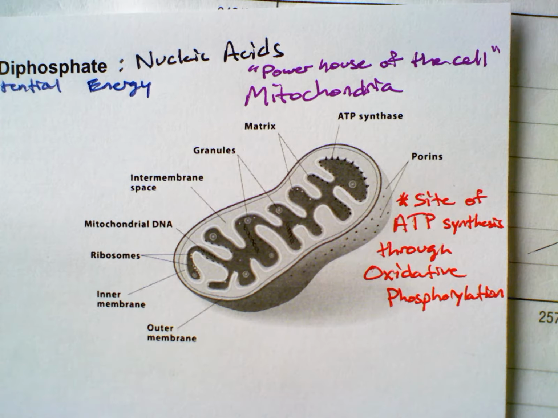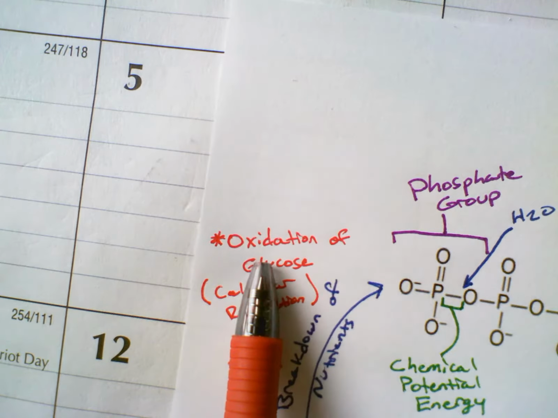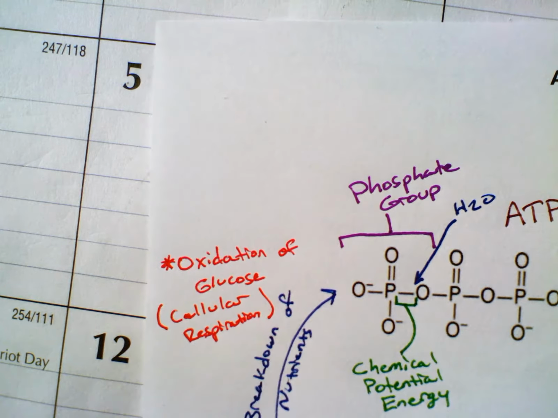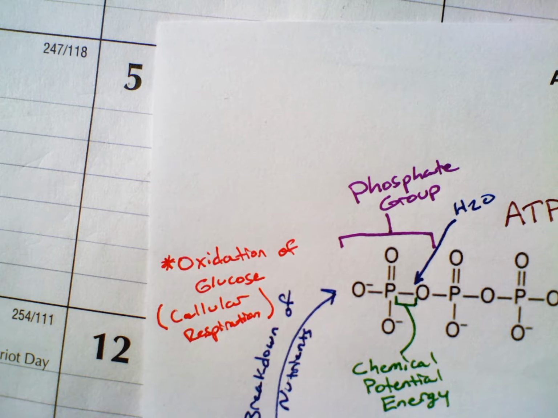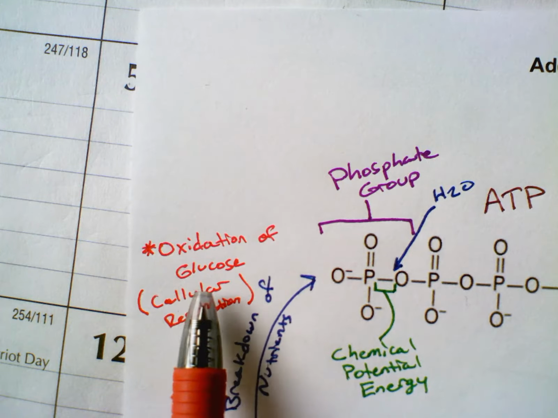Okay, so site of ATP synthesis, it's where we're making ATP, and the process that makes it is called oxidative phosphorylation. Remember when we talked about the oxidation of glucose? That's where the oxidative part comes from. Basically, oxidative means it's the chemical breakdown, and it's due to a process in chemistry that involves adding or removing oxygens from things. Doesn't matter for us. So, oxidation of glucose is the breakdown of that glucose.